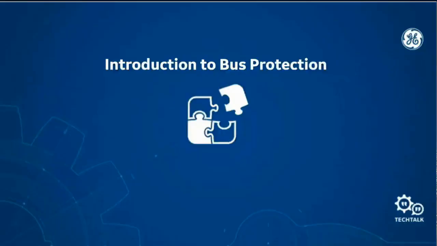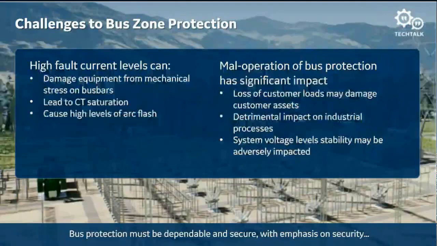Introduction to bus protection. What are the challenges we face when it comes to protecting a bus zone? A bus is a junction point where sources terminate. Typically in our transmission and distribution, those sources are our transmission and distribution lines. At transmission levels, there can be more than a dozen of these type of terminations or sources.